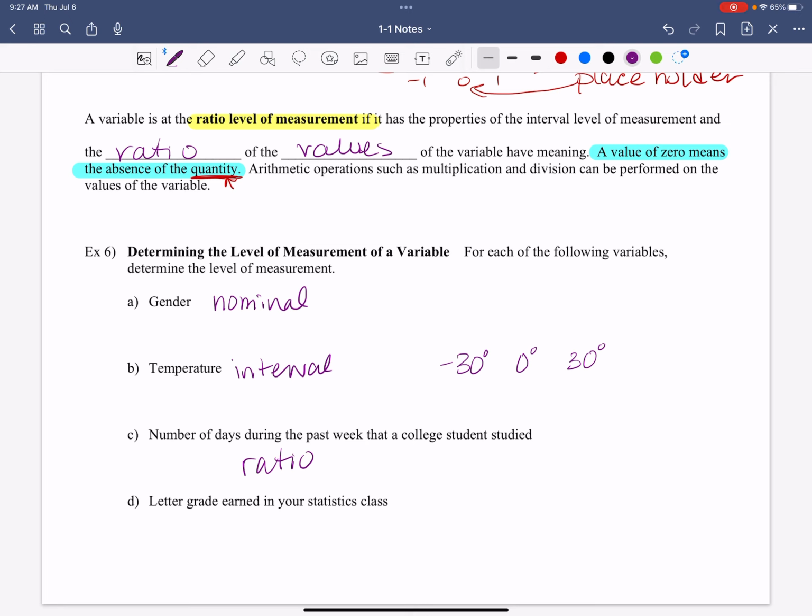Okay. Letter grade earned in your stats class. Right, so it's not interval or ratio. Good, because it's not a number. So the question is it nominal or ordinal? Are grades in a specific order? Yes. And, I mean, process of elimination, we know ordinal is going to be the last one.